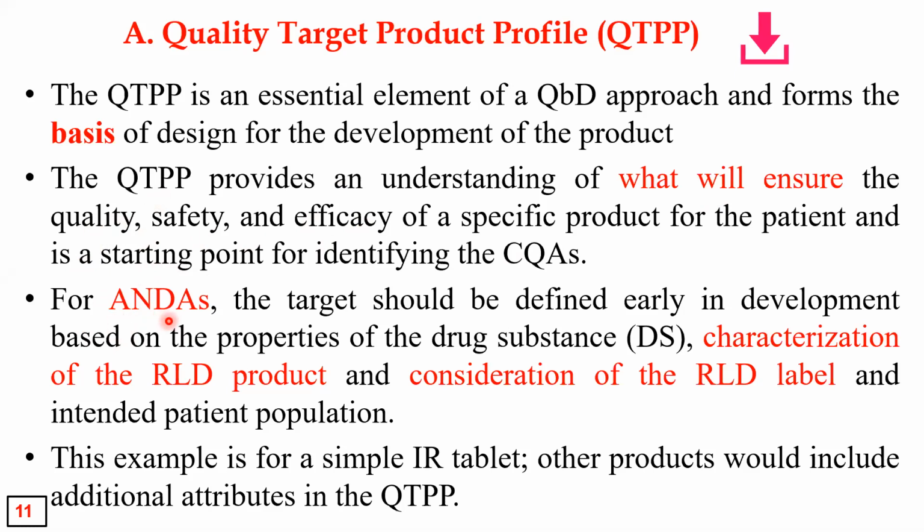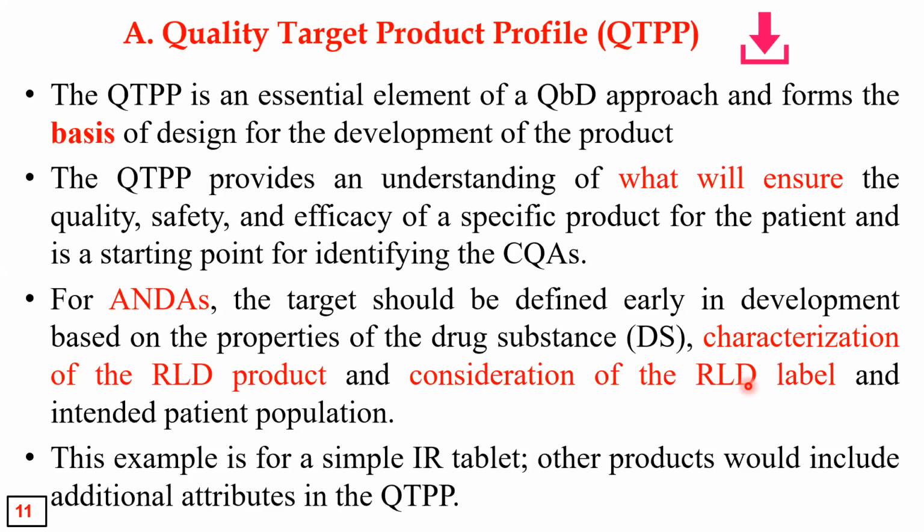For this kind of product, when you're developing with a QbD approach, the target, that is the QTPP, should be defined early in the development based upon the properties of the drug substance, characterization of the RLD product, and consideration of the RLD label. So the QTPP for this kind of abbreviated or generic product is nothing but the characteristics of the reference listed product.